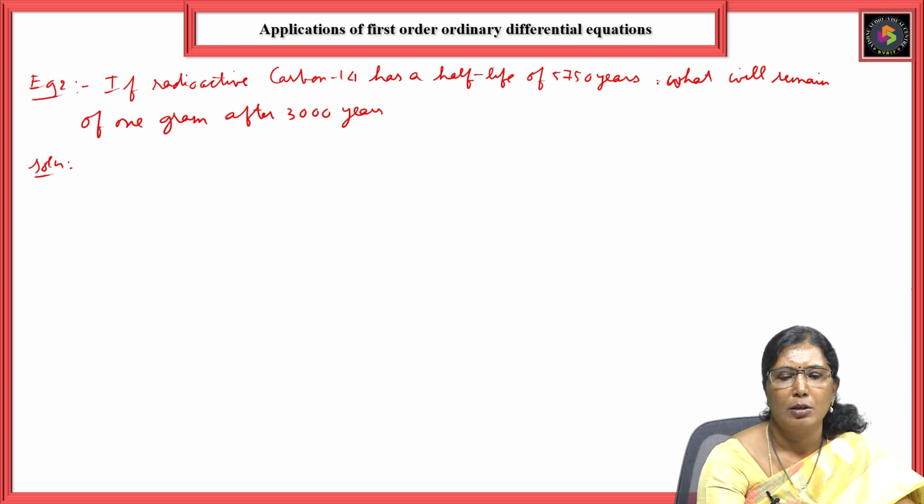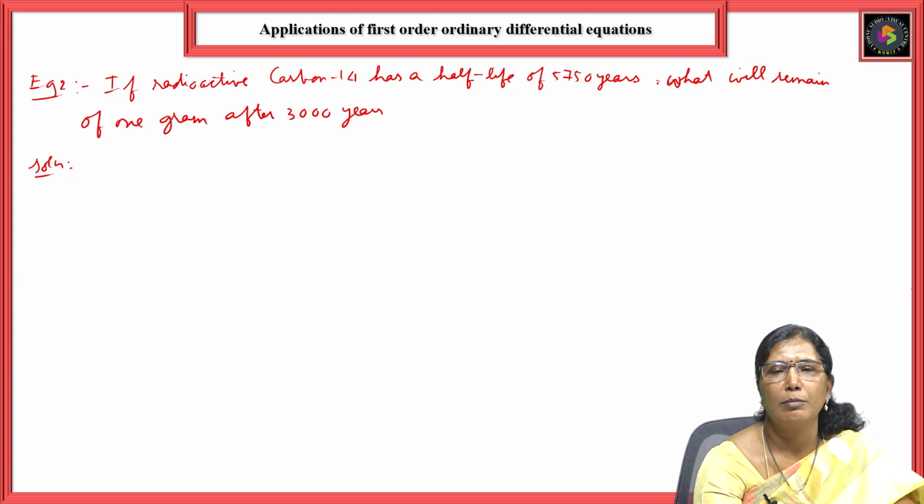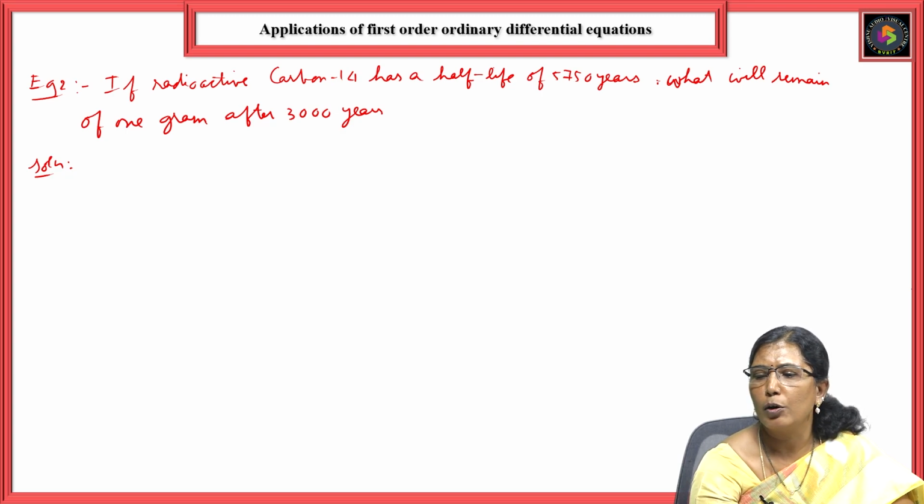This is radioactive, which means you are coming across radioactive decay. The half-life is 5750 years. Half-life means the mass reduces to half. If you take the amount as n, it reduces to n by 2. So what will remain of 1 gram after 3000 years? They have asked how much will be remaining from 1 gram after 3000 years. So we take the initial amount of radioactive carbon-14 as 1 gram.